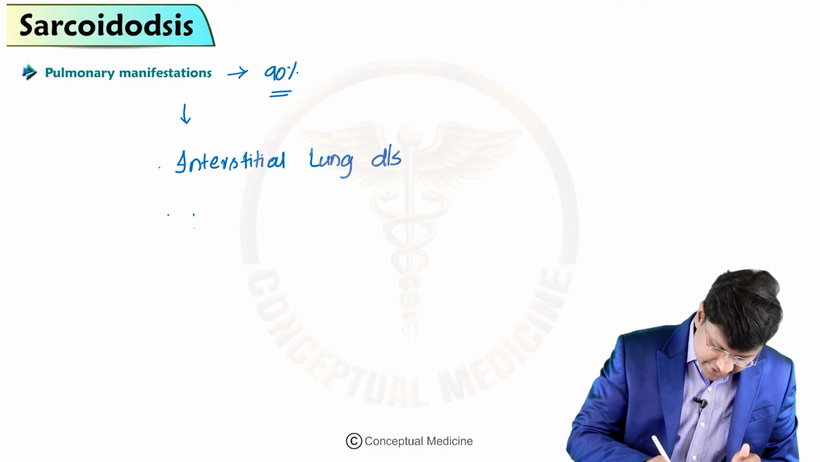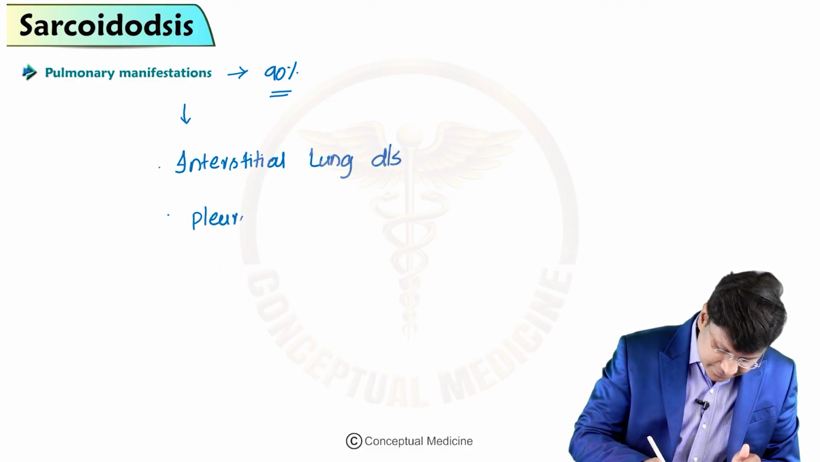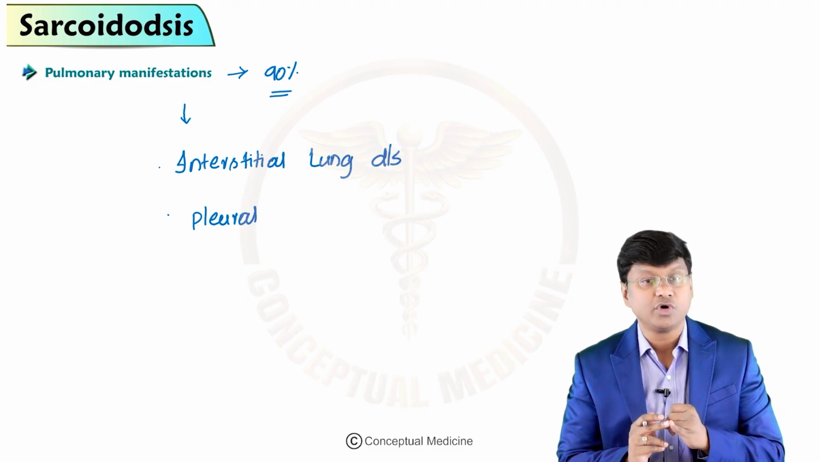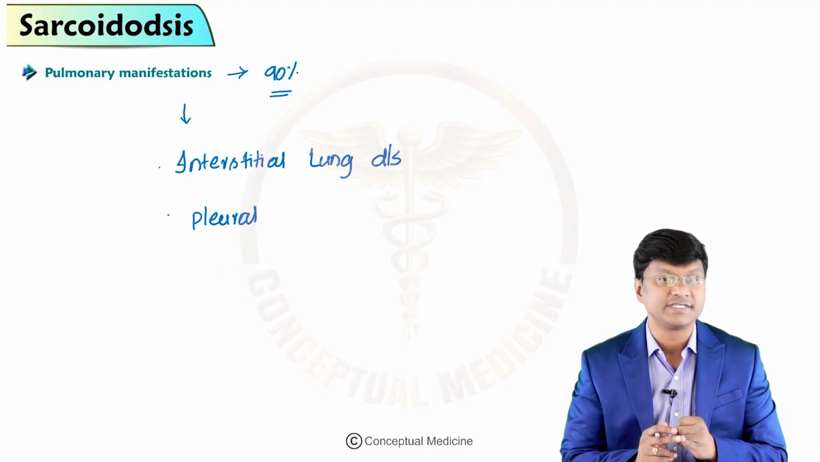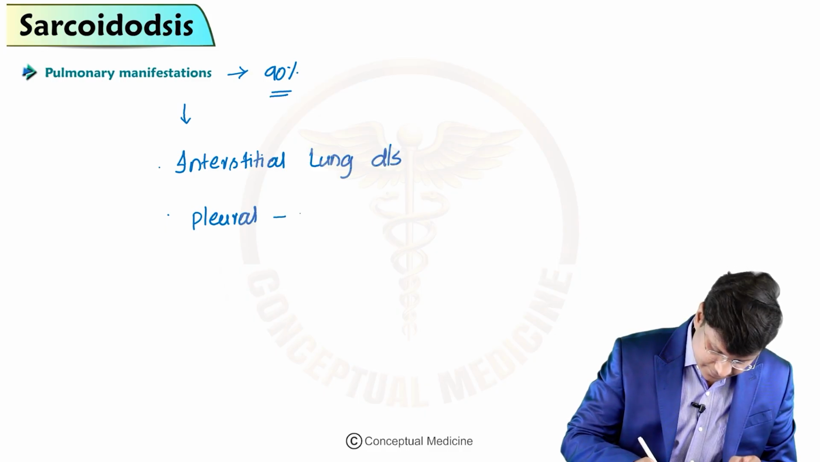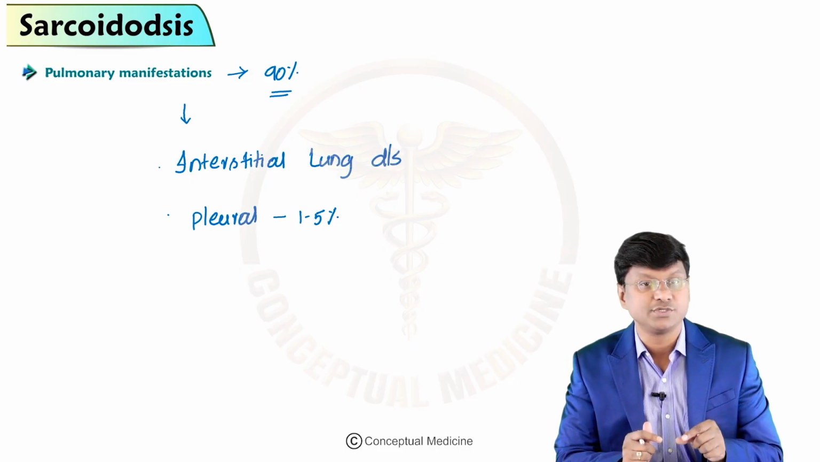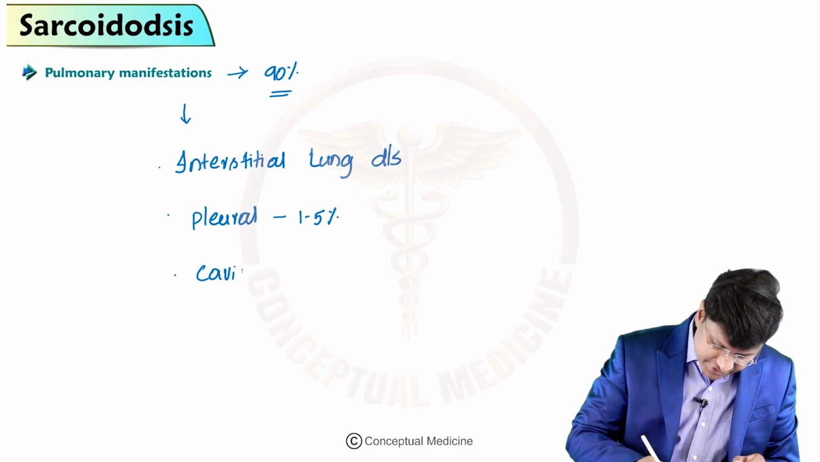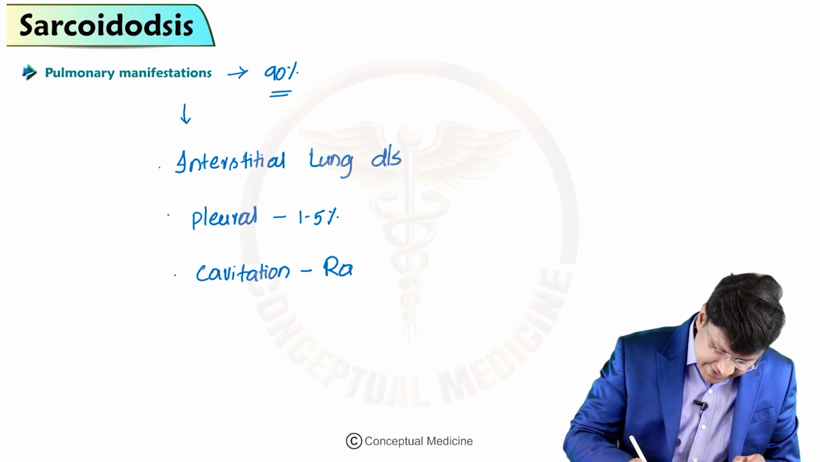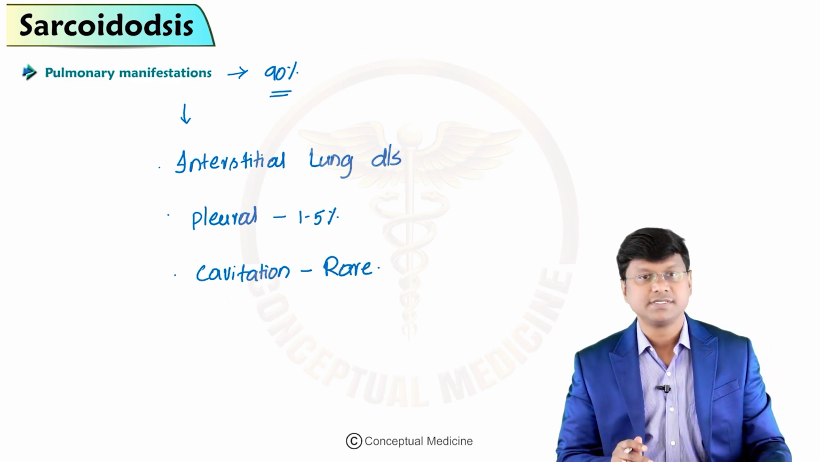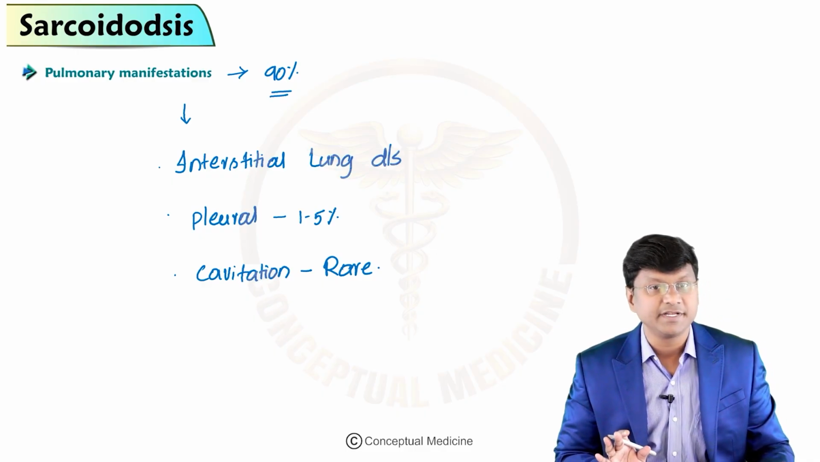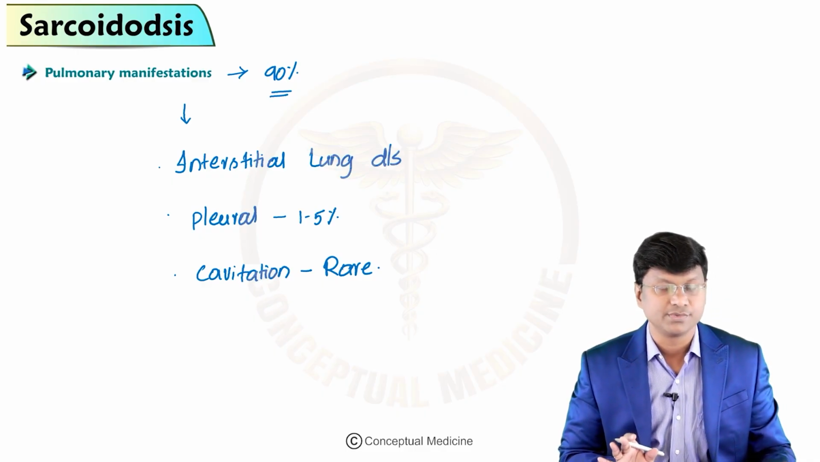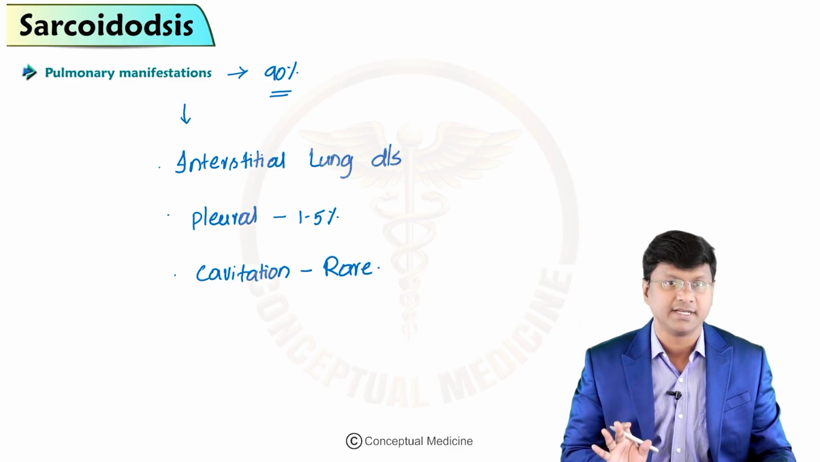The next important thing is pleural involvement, which is seen in around 1 to 5% of cases. There can also be development of cavitation, but this is rare in patients with sarcoidosis. So those are the pulmonary manifestations in sarcoidosis, and the most common organ affected is the lung.